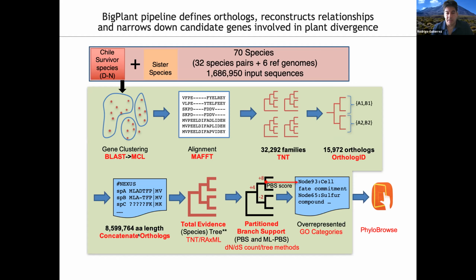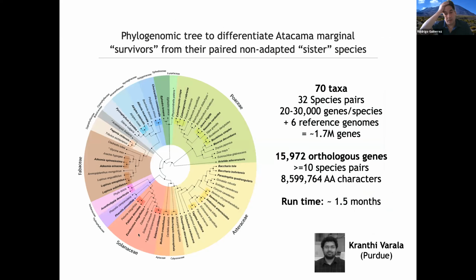So this was a big job in terms of the computational power needed to build this tree. I'm just flying through this, but this took quite a bit of time, and Kranti was instrumental in getting this done. The runtime, once the pipeline was optimized and ready to run, took 1.5 months to complete. So this represents 1.7 million genes, and as I said, more than 8,500,000 amino acid characters for this set of ortholog genes. So this is the phylogenetic tree that we built. In bold are the Atacama species, and in regular font you can see the sister species and also some of the model species.